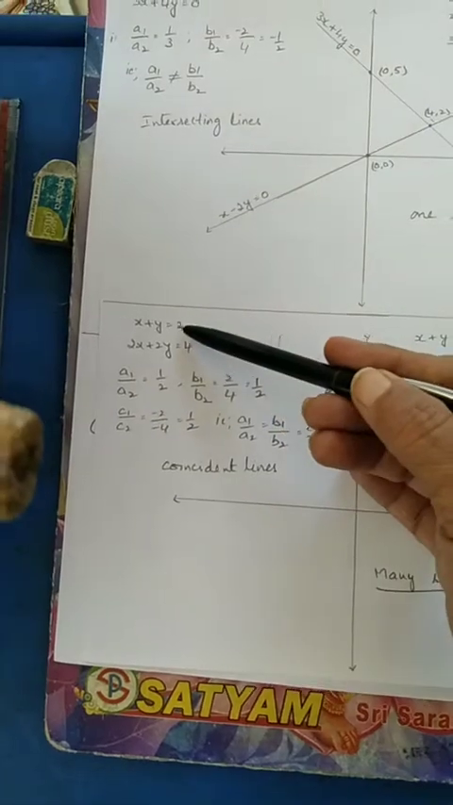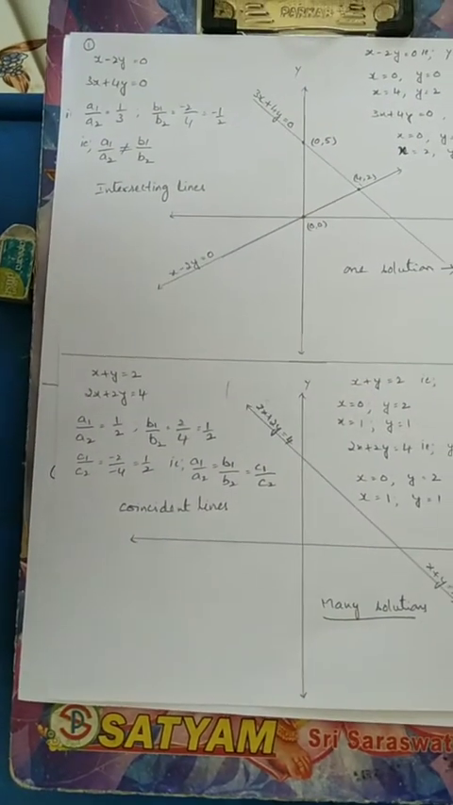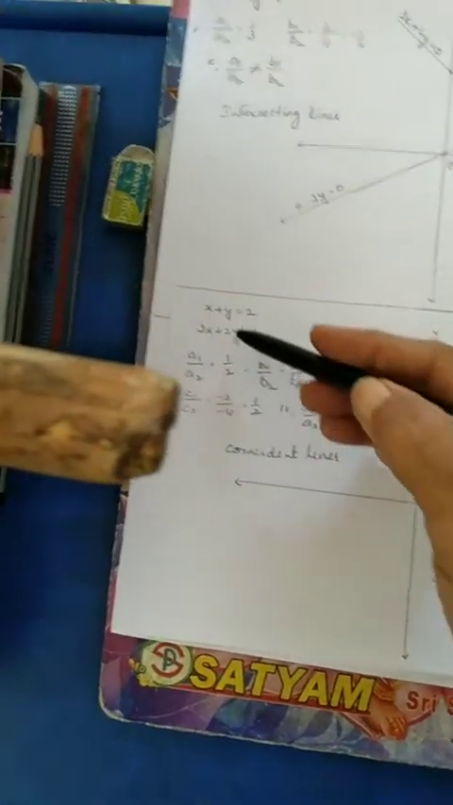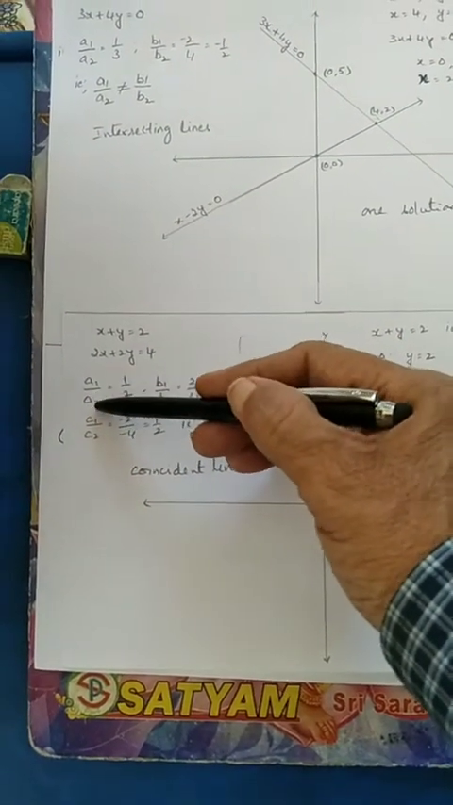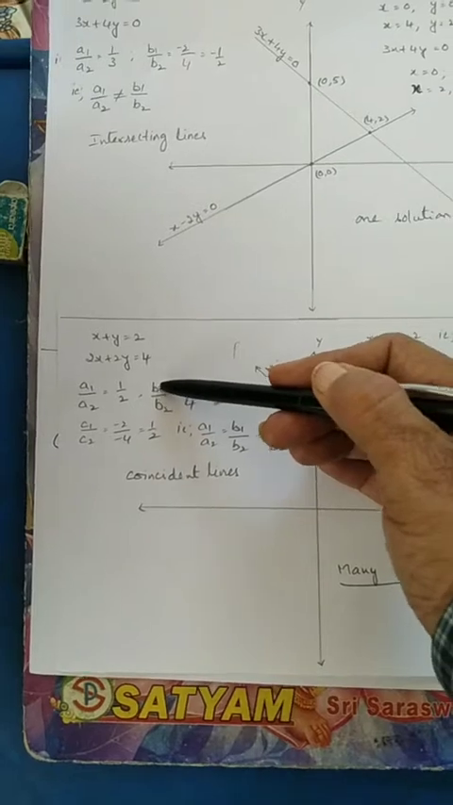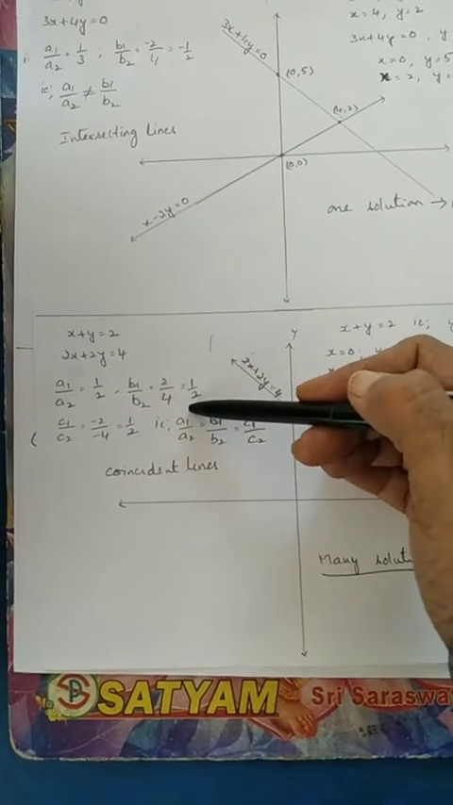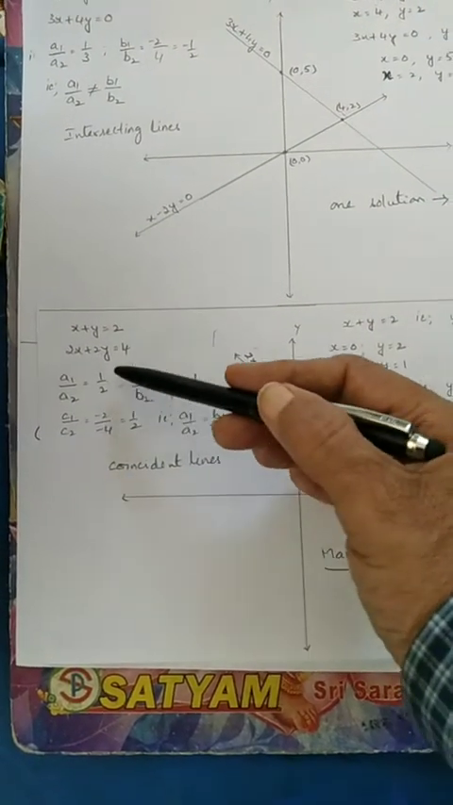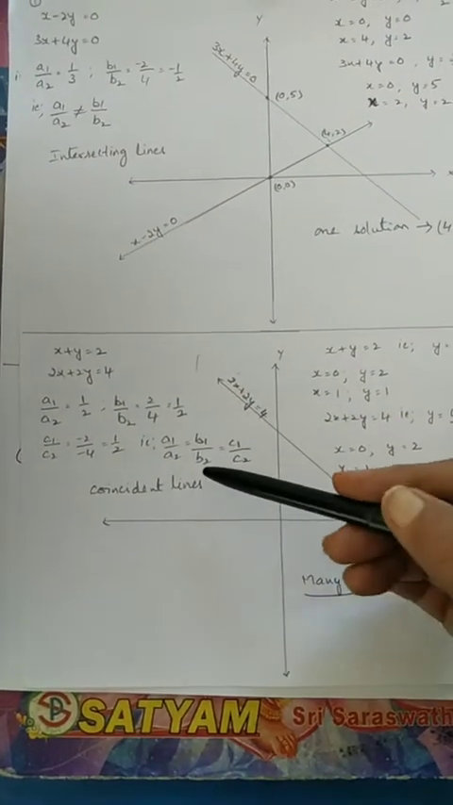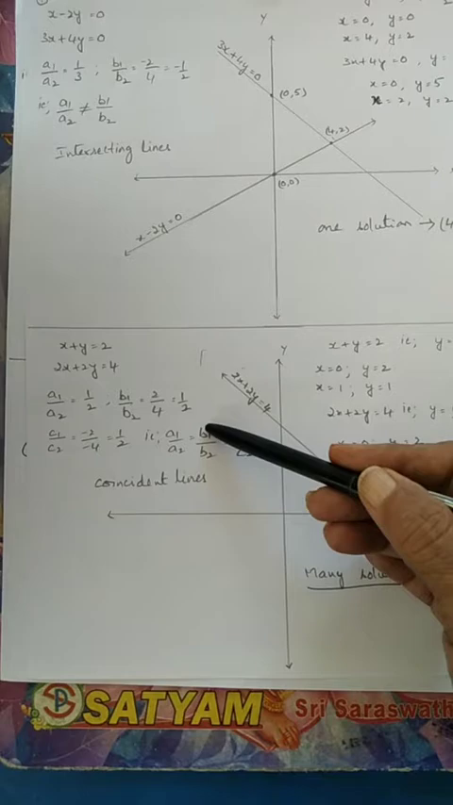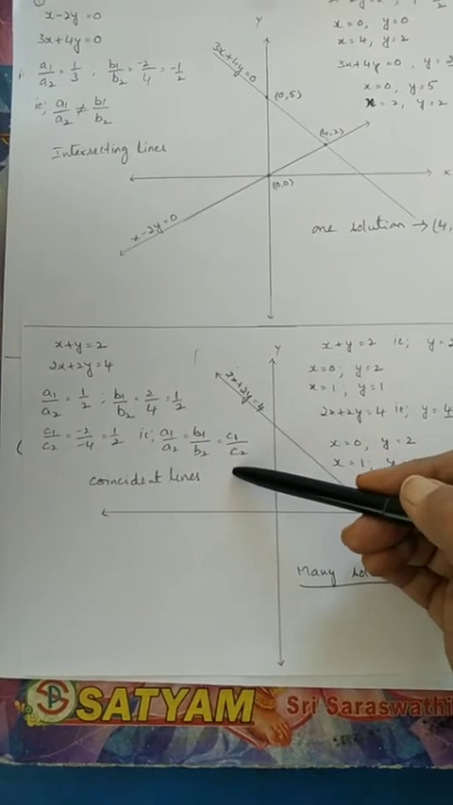See here, x plus y is equal to 2, then 2x plus 2y is equal to 4. We compare: A1 by A2 is equal to 1 by 2, B1 by B2 is equal to 2 by 4, that is a half, C1 by C2 is equal to minus 2 by minus 4, that is a half. So what we observed is A1 by A2 is equal to B1 by B2 is equal to C1 by C2.